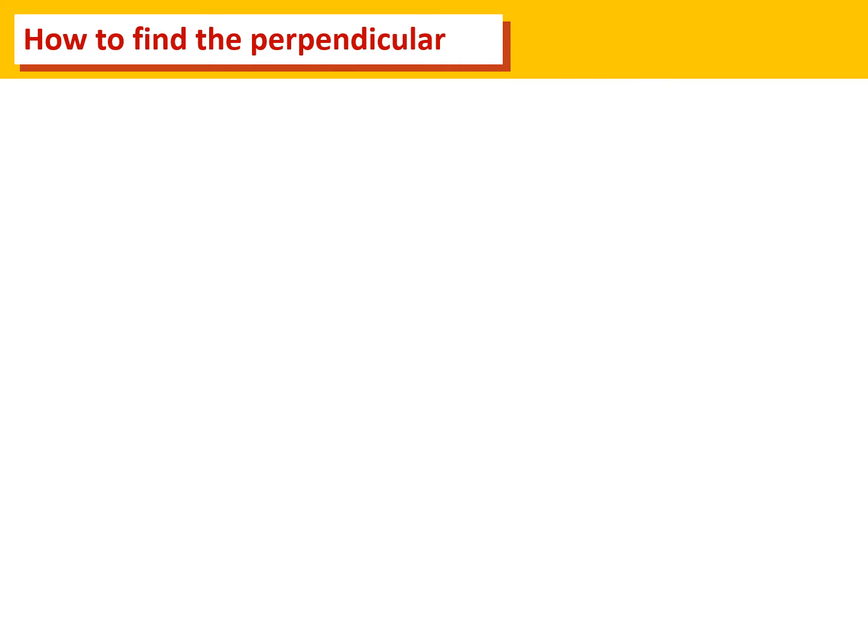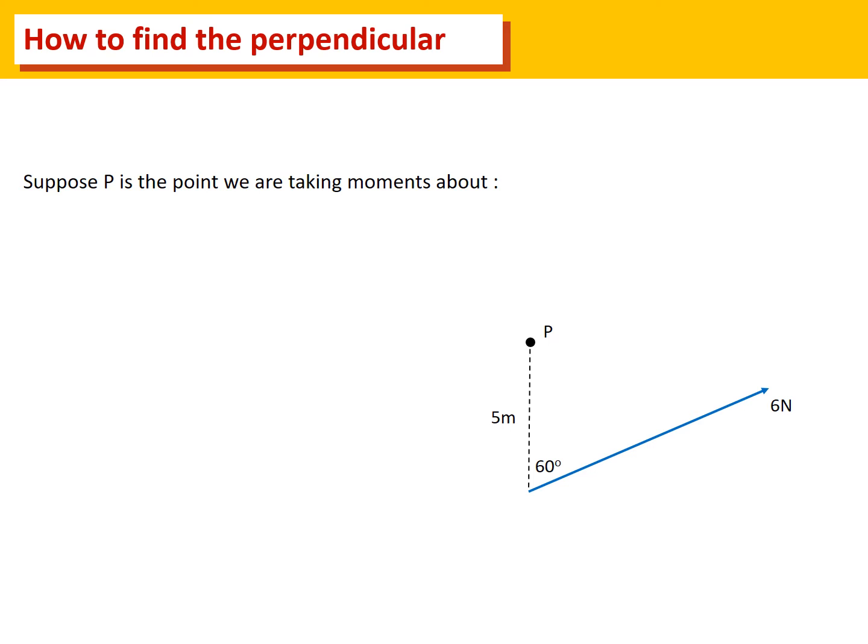Sometimes when we're presented with a force, we need to find the perpendicular, and sometimes it's not easy to see exactly where the perpendicular is. So here's how I'll show you how to find the perpendicular. So suppose P is the point we are taking moments about, and this is the line of action of the force. So remember, we want the perpendicular from this line of action to the point P.